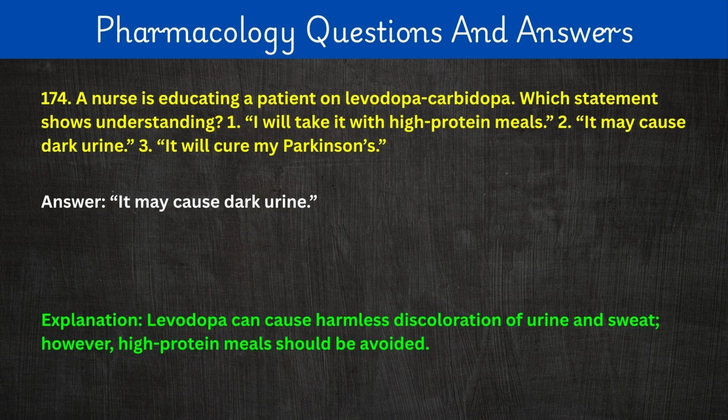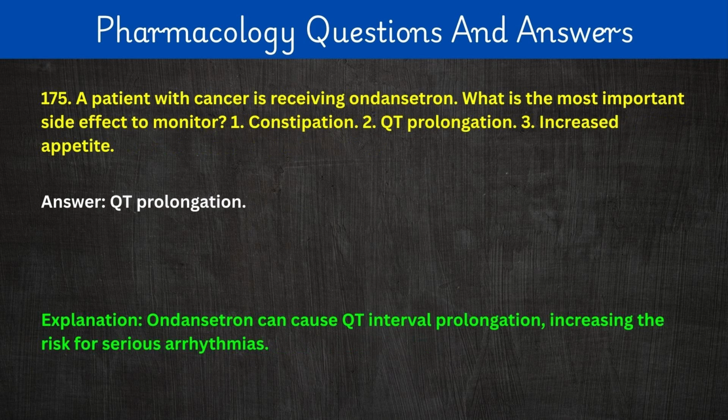174. A nurse is educating a patient on levodopa-carbidopa. Which statement shows understanding? 1. I will take it with high-protein meals. 2. It may cause dark urine. 3. It will cure my Parkinson's. Answer: it may cause dark urine. Explanation: levodopa can cause harmless discoloration of urine and sweat. However, high-protein meals should be avoided.